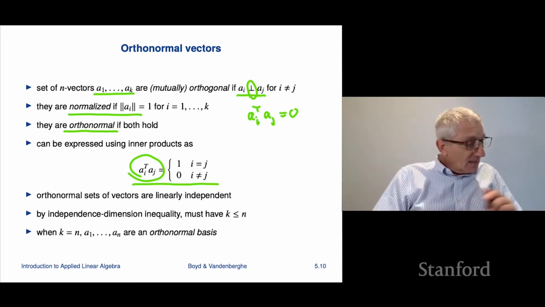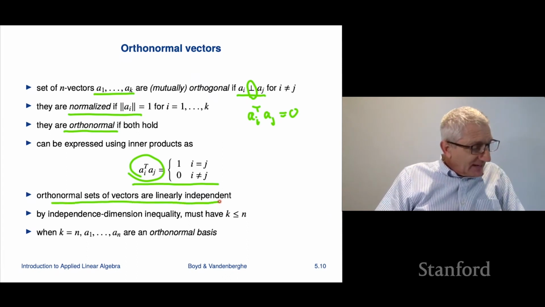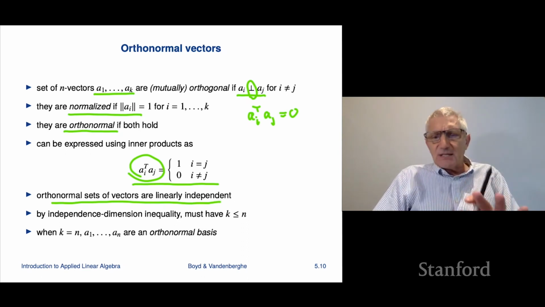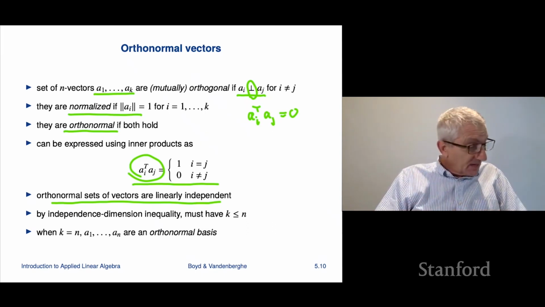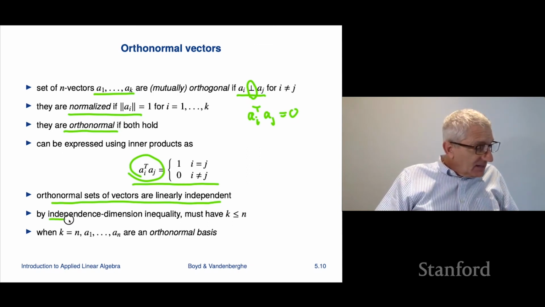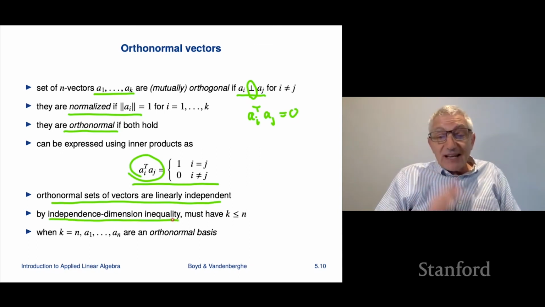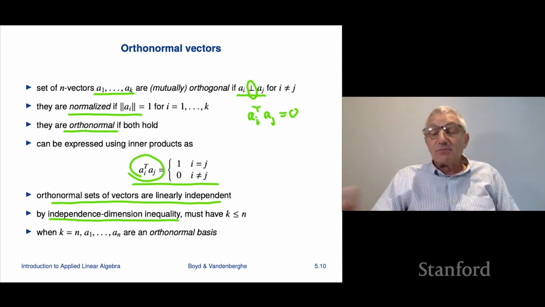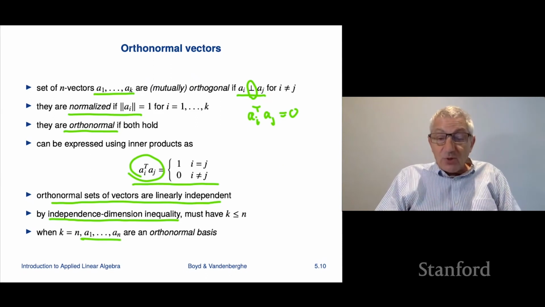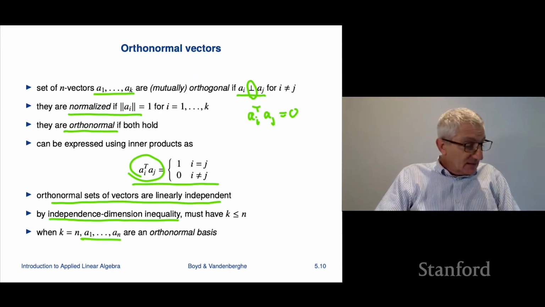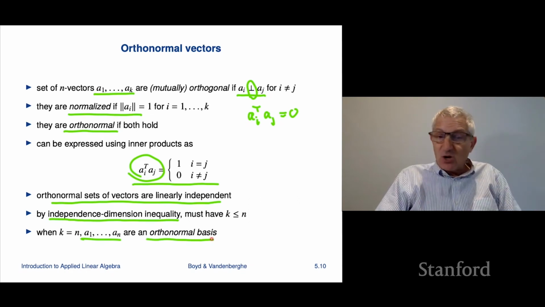Now, we're going to see later that orthonormal sets of vectors are linearly independent. That's a quick calculation. We're going to see much more about it later. In fact, we're going to find out that you can actually say what the coefficients are in an expansion. And obviously, by the independence dimension inequality, you can't have more than n orthonormal n-vectors. You can have n, but you can't have more. And when k is equal to n, so I have n vectors and they are orthonormal, they're called an orthonormal basis. That's the idea, and this is very common across lots of fields of applied mathematics and other areas.